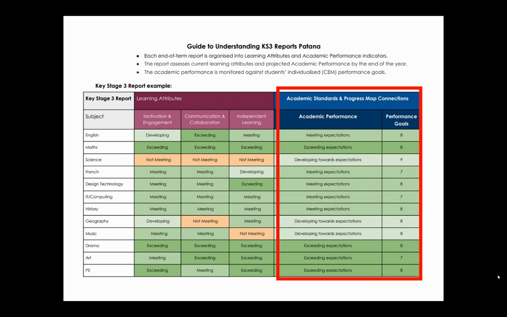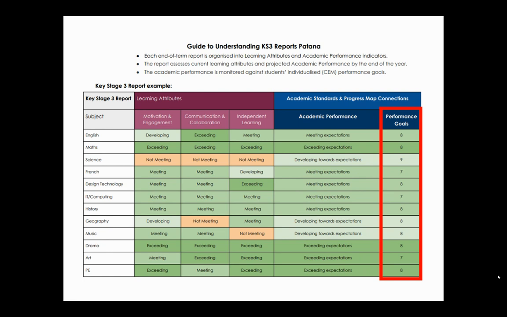Now we will look at academic standards. This is a measure of the academic progress. These columns link to the learning journey in the classroom. We'll start by looking at the column furthest right. This is the individual performance goal, which is where we aim for the student to be at the end of the academic year. The performance goal is graded on a scale of 9 to 1, with 9 being the highest.